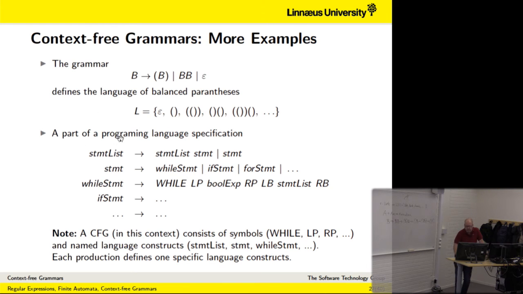And a part of a programming language specification might look like this. A list of statements is a list of statements followed by a statement, or just a statement. I can apply this any number of times and generate a sequence of statements using this one. And then I can say that a statement is a while statement, an if statement, or a for statement, and then I can describe them using this one. So context-free grammars are used to describe the syntax of a programming language. It was introduced in the language Algol, 1956 or something like this. And ever since then, people have used context-free grammars to describe their programming languages. It's the number one representation to describe the syntax of a language.